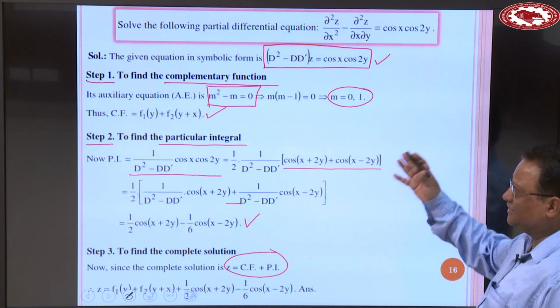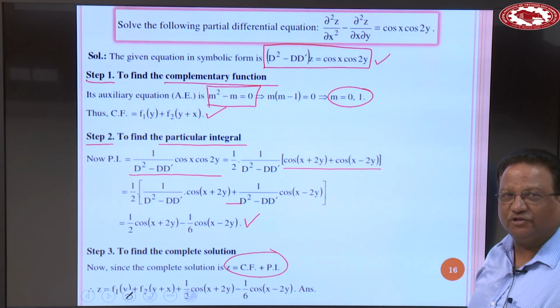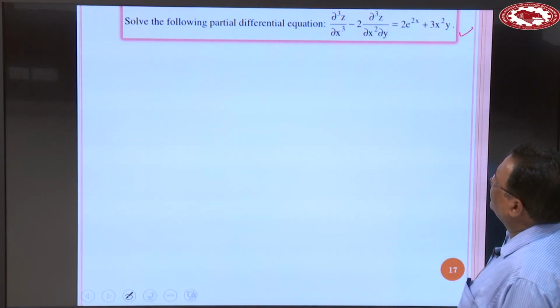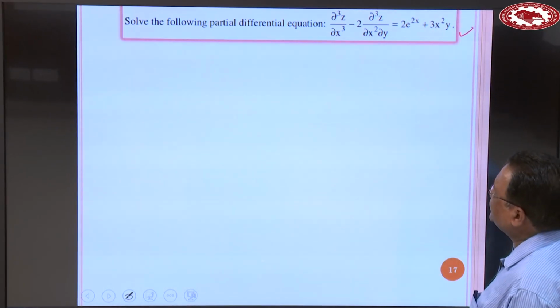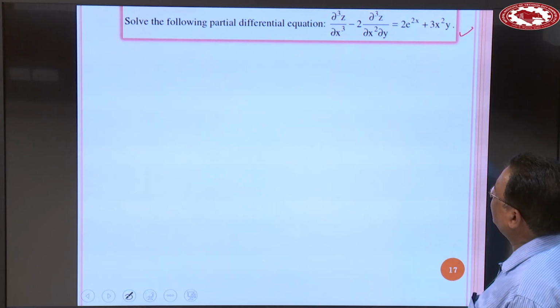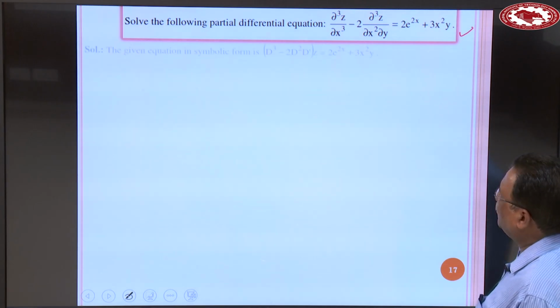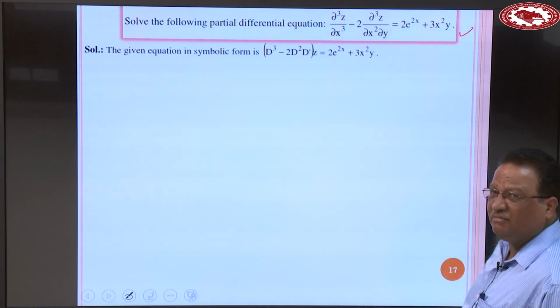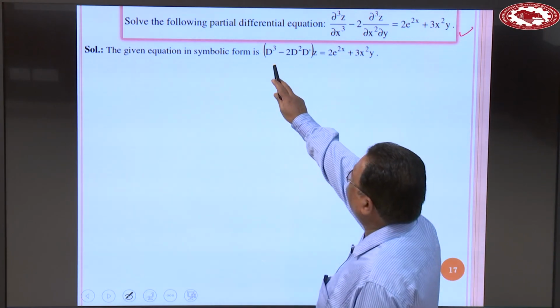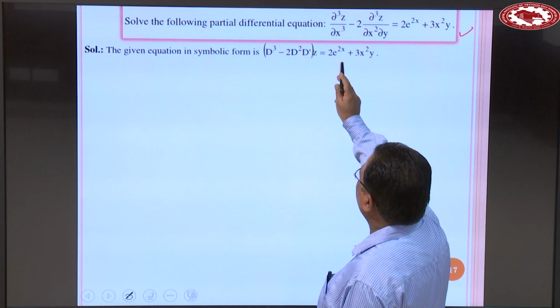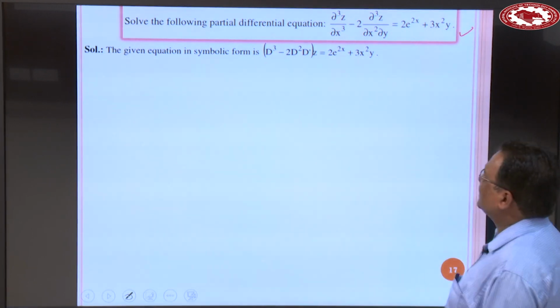Okay. So this one is the process of finding the solution of such type of problems. Now similarly, one more question. ∂³z/∂x³ minus 2 ∂³z/∂x²∂y is equal to e raised to power 2x plus 3x²y. So what is the symbolical form? Symbolical form is (D³ minus 2D²D')z is equal to 2e raised to power 2x plus 3x²y.